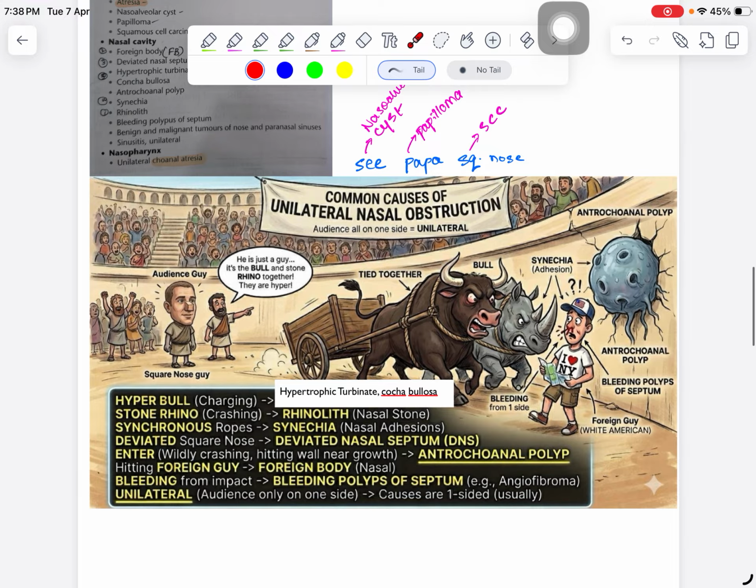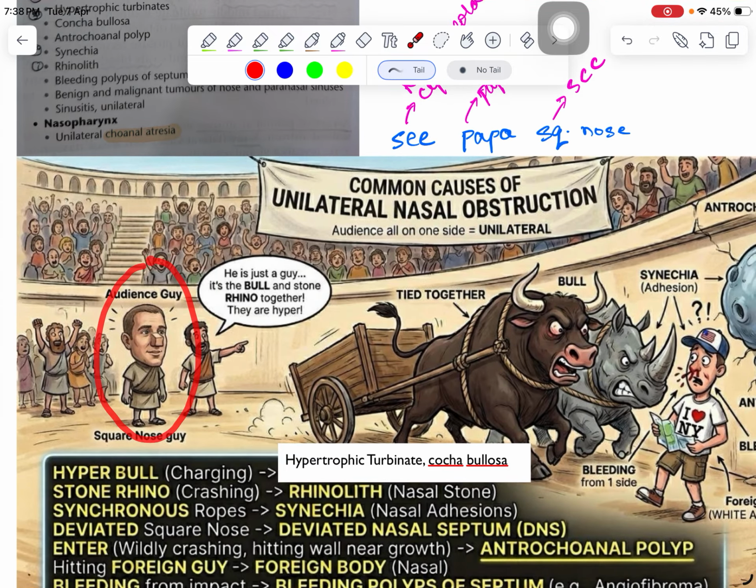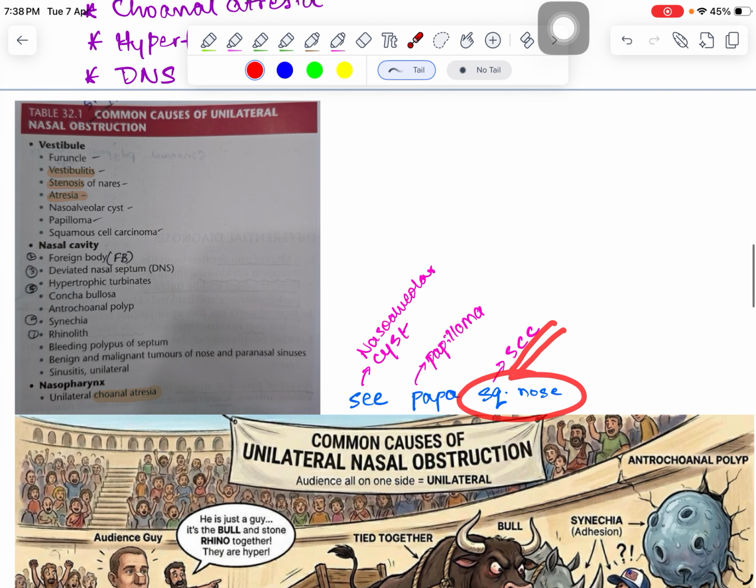So how do we remember with this story now? Because this square nosed guy is being attacked, one of the sympathizing audience said, see papa, the square nosed guy is being attacked. So from this you can remember, C means nasoalveolar cyst, papa means papilloma, square nose means squamous cell carcinoma. Here in the vestibular causes we have discussed nasoalveolar cyst, papilloma and squamous cell carcinoma.